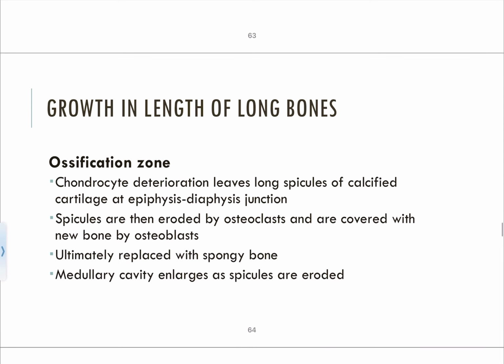And then our last zone within our epiphyseal plate is what we call the ossification zone. So our chondrocytes basically deteriorate and they leave those long spicules or those trabeculae of calcified cartilage. And then the spicules are eroded away by osteoclasts and are covered with new bone by osteoblasts and ultimately replaced with the spongy bone that we know makes up the epiphyses of our long bones. Our medullary cavity is also going to enlarge during this process as our osteoclasts go in and break down the spongy bone.